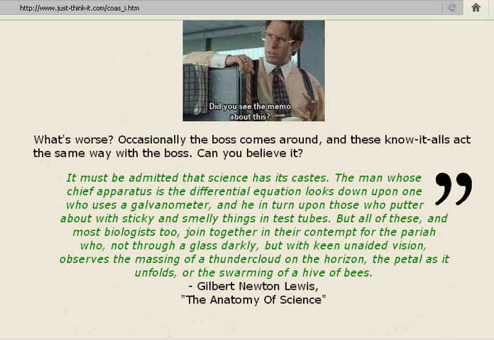It must be admitted that science has its castes. The man whose chief apparatus is the differential equation looks down upon one who uses a galvanometer, and he in turn upon those who putter about with sticky and smelly things in test tubes. But all of these, and most biologists too, join together in their contempt for the pariah who, not through a glass darkly, but with keen, unaided vision, observes the massing of a thundercloud on the horizon, the petal as it unfolds, or the swarming of a hive of bees. Gilbert Newton Lewis, The Anatomy of Science.